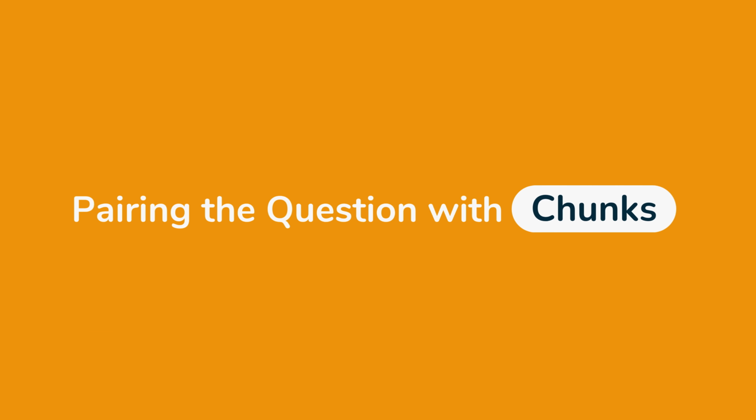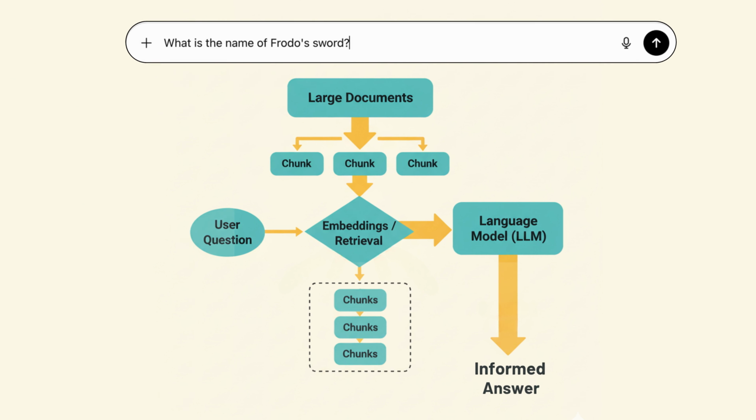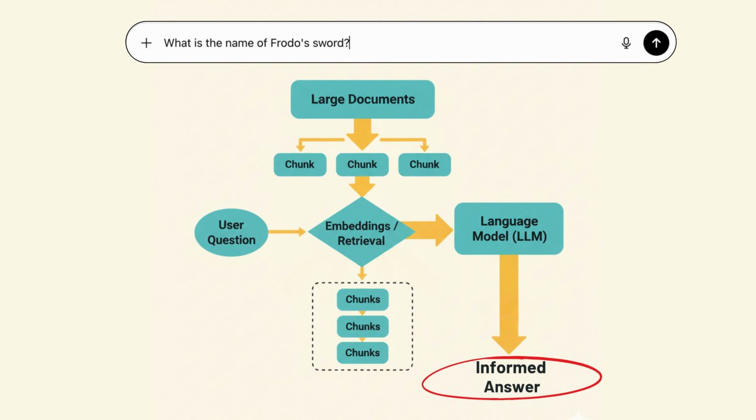Step 3. Pairing the question with the chunks. The retrieved chunks are combined with the user's original question. This gives the language model both the query and the necessary context to answer accurately.